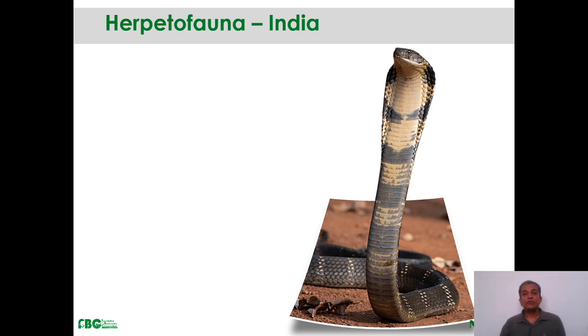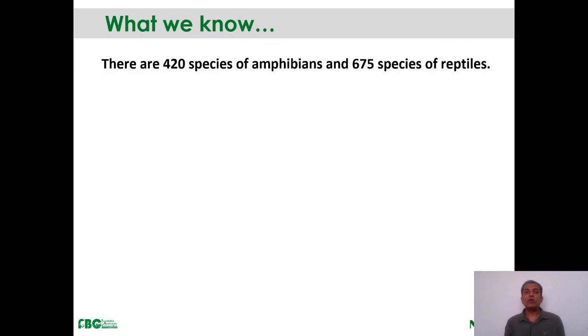Okay. So, let's see what we know about amphibians and reptiles from India. This is the figure I got today. There are around 420 species of amphibians and around 675 species of reptiles. But believe me, this is not the final figure. There are many new species getting added. Two days ago, one new species of snake was described. This tells us that this number is going to increase in the future. But this is the picture today.